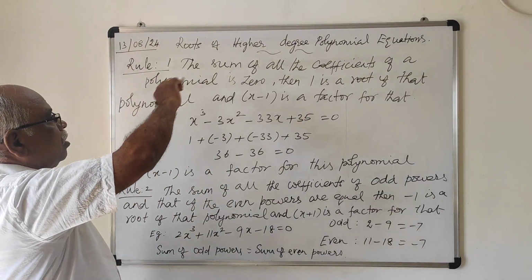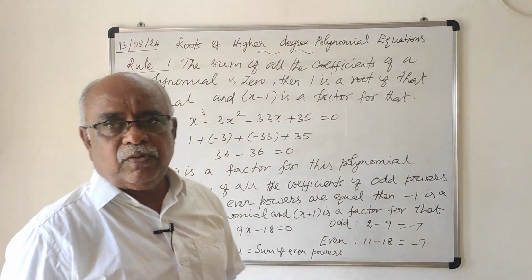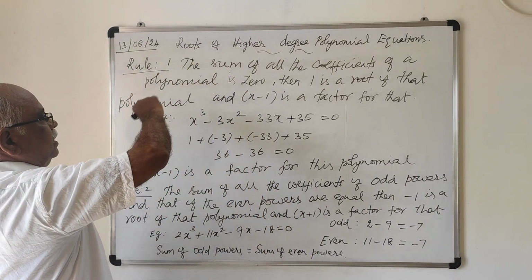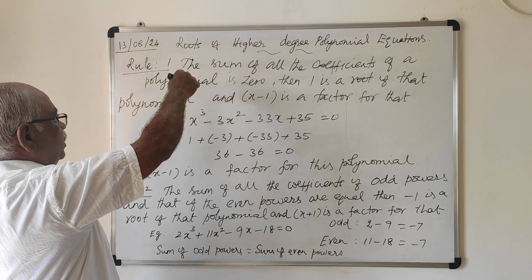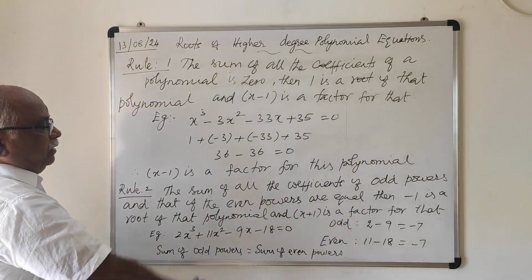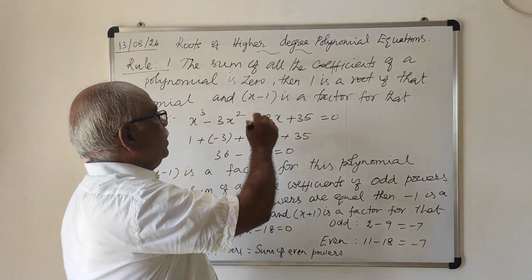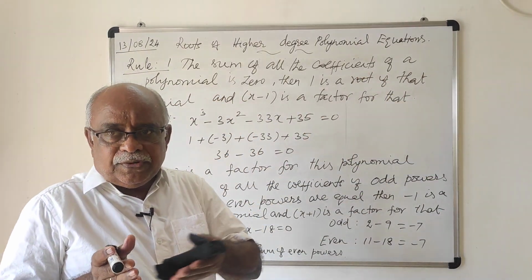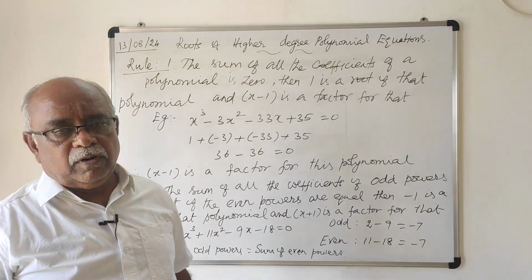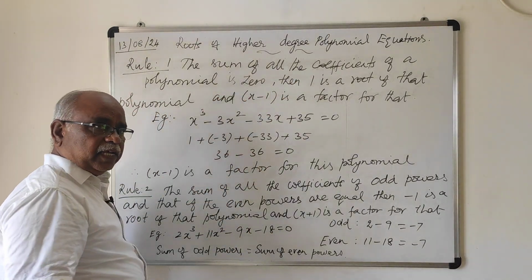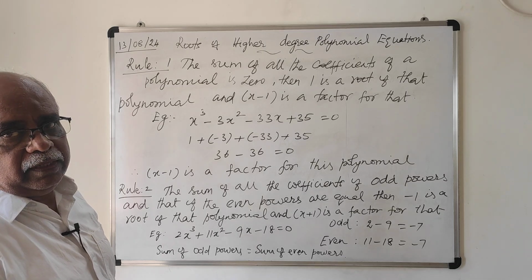To solve the higher degree polynomial equations, we are following some rules. The first rule: if the sum of all the coefficients of a polynomial is 0, then 1 is a root of that polynomial, and x minus 1 is a factor for that polynomial.